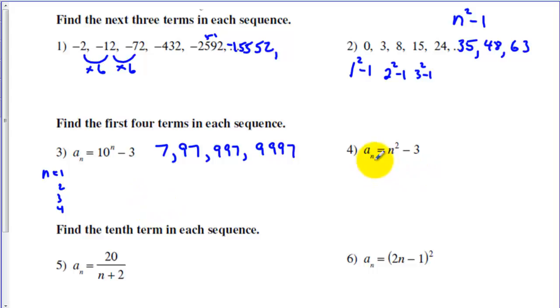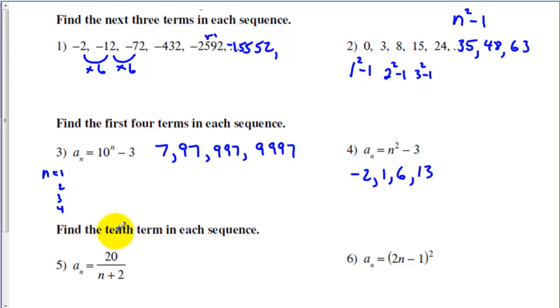Over here, we're going to be squaring n and subtracting 3. So the first term would be 1 squared minus 3 would be negative 2. 2 squared minus 3 would be 1. 9 minus 3 would be 6. And 16 minus 3 would be 13.